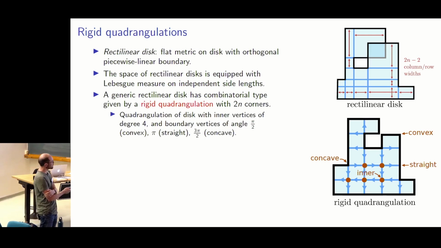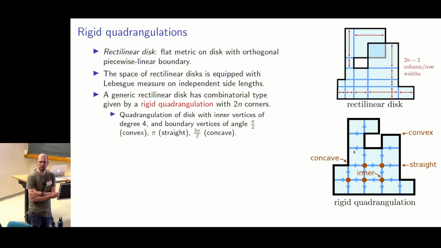So what is really a rigid quadrangulation? It's a quadrangulation in the sense of the disk, in the sense that it has one face that is not a quadrangle. Every inner vertex that is not on the boundary is supposed to have degree 4, making it flat. And then the boundary vertices come in 3 types. We have a convex vertex where I have an angle pi over 2, a straight boundary vertex with an angle pi, and then a concave vertex with angle 3 pi over 2.